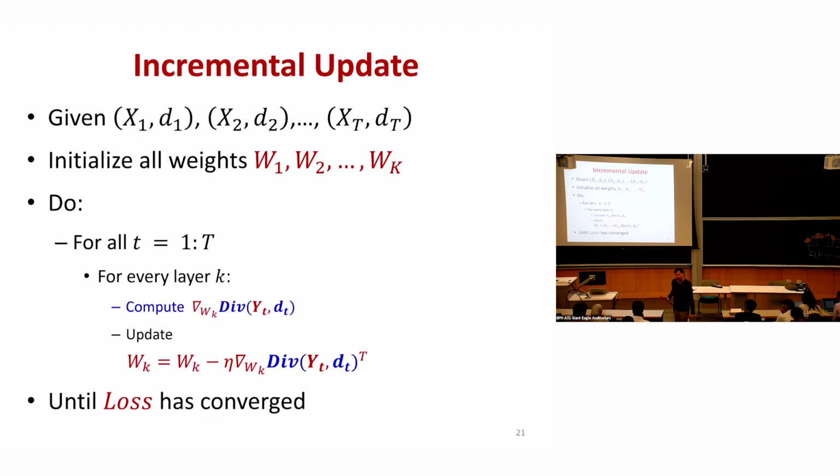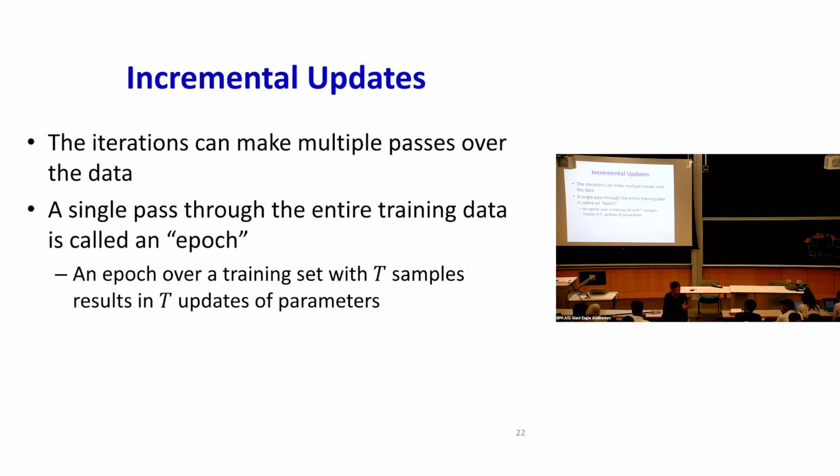Now, this doesn't mean that you just make one pass over the entire training data. You can actually do this again and again. You pass over the entire training data, you make all of your little updates, then you go back and do it again. So the iterations can make multiple passes over the data, and a single pass over the data is what we call an epoch. You're familiar with this term.